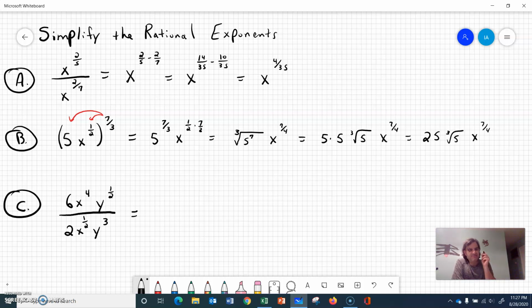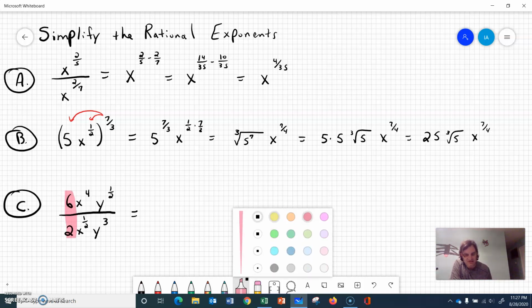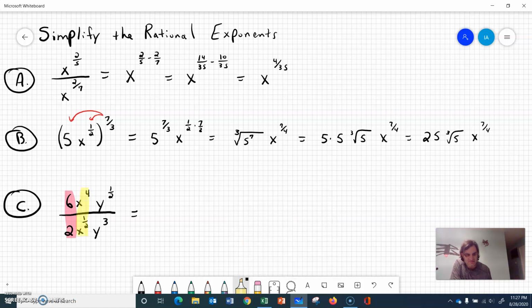The third one here, the last one, I have on top of a fraction 6x to the 4th y to the 1/2, and then the denominator 2x to the 1/2 y to the 3rd. So just making sure we see like things. 6 over 2 are alike. Then we have the x's are alike, where we'll subtract exponents. And then we have the y's that are alike, where we'll subtract exponents since it's a fraction.